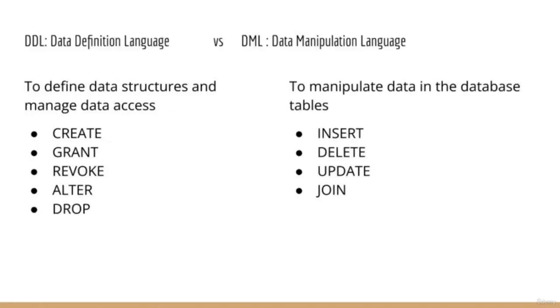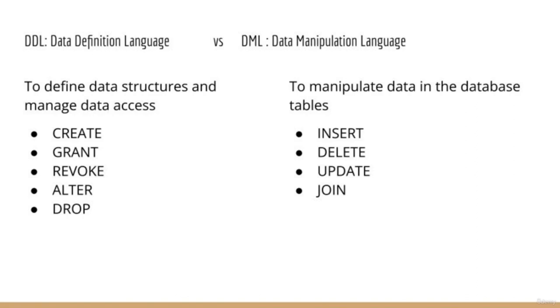Moving on to ways to deal with data, DDL and DML. In relational databases, there are two languages, the DDL, or data definition language, and DML, or data manipulation language. Let's look into the difference between these two languages. DDL is data definition language, which is used to define data structures and manage access to them, as well as the data contained within them. It's how we deal with the tables in the database.